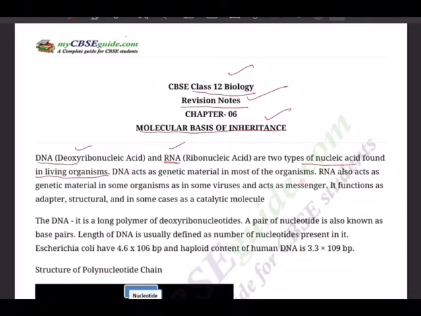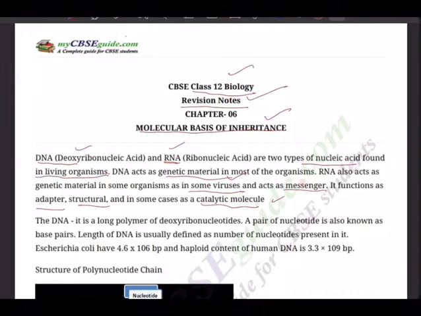DNA acts, as I said just now, as genetic material in most of the organisms. RNA also acts as genetic material in some organisms, like COVID-19 viruses particularly, and acts as a messenger. Its function is also as adapter, structural, and in some cases as a catalytic molecule, catalysis, breaking of substances.